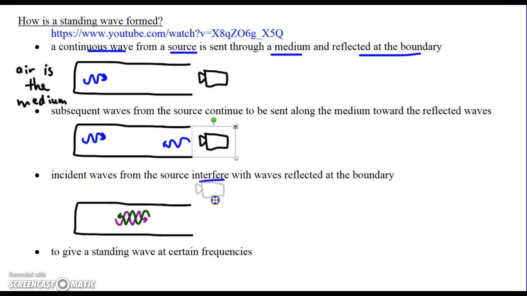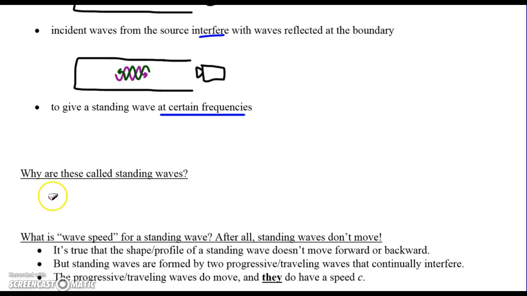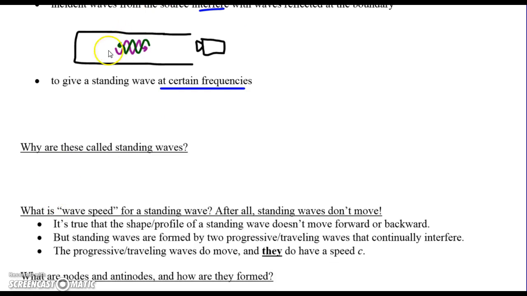The interference. And so that interference gives a standing wave, but only at certain frequencies, which is probably a shock. We're going to look at that, just not in this video. So why are these called standing waves? I mean, after all, they're made from traveling waves.